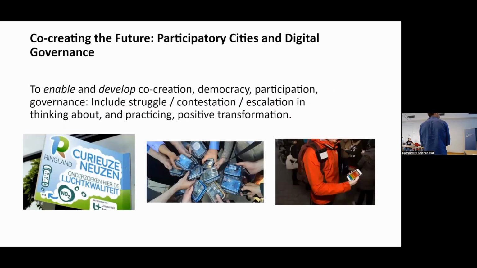And so to conclude, coming back to the topic of this workshop, to enable and develop co-creation, democracy, participation, and governance, all the good things we want, we also want the struggle, the contestation, the escalation in thinking about and practicing positive transformation.